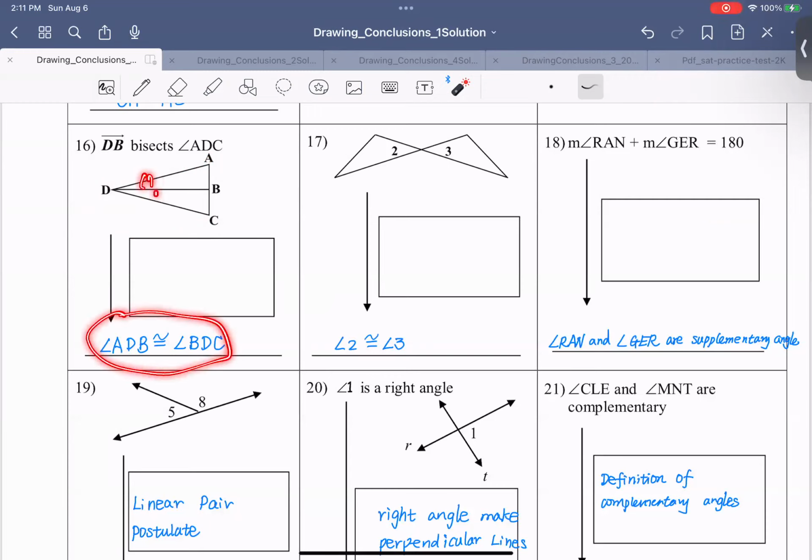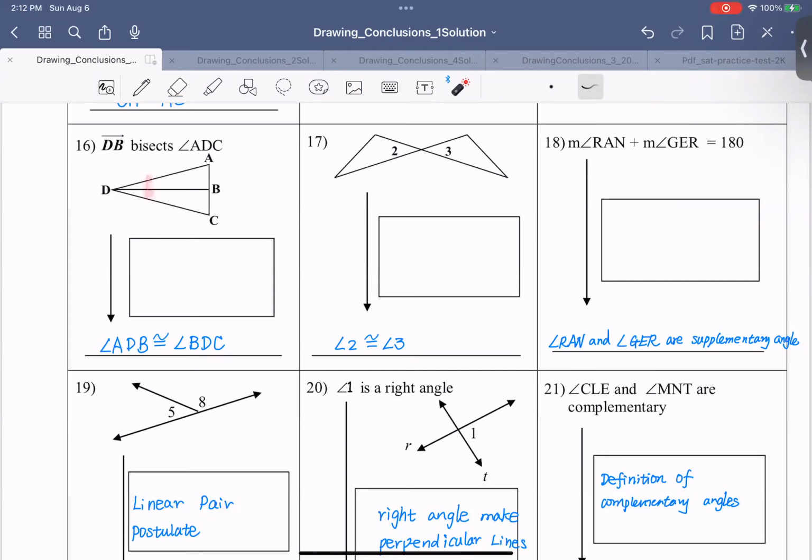Conclusion saying these two equal. And then what you should say? Because of what? Because definition of what? See this guy bisect. You say bisect or you say something else in front? I said bisect. You don't say bisect, you say definition of angle bisector, right?